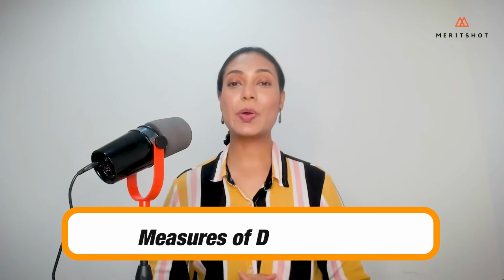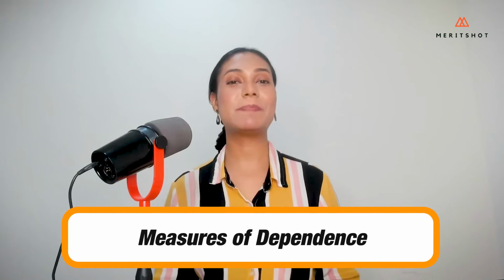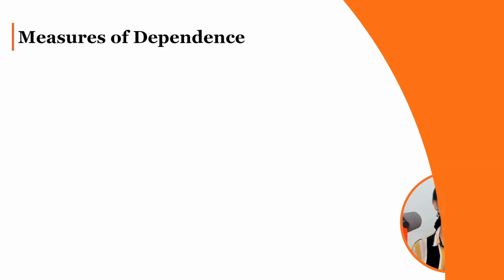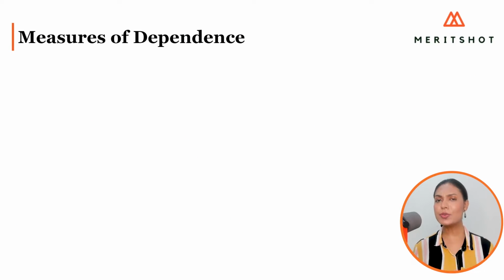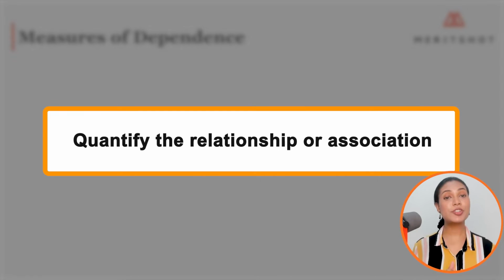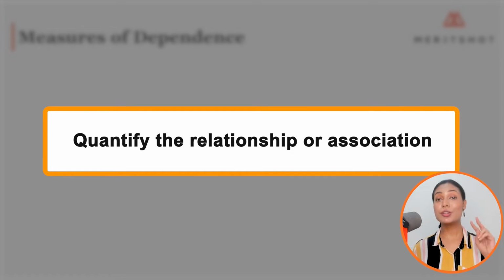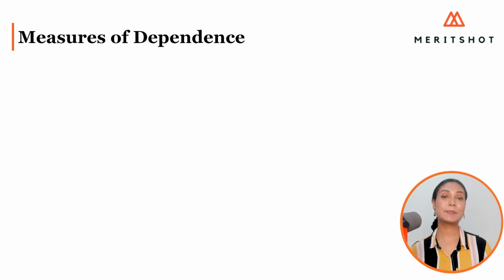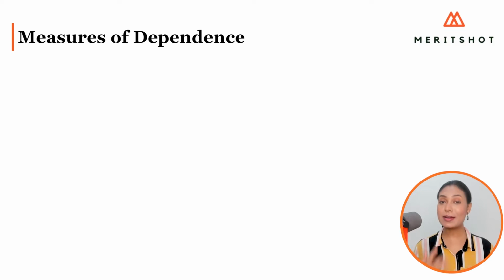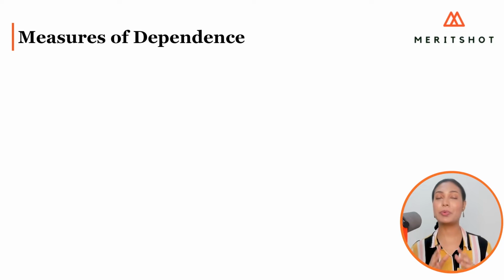In this lecture, we are going to learn about the measures of dependence. Measures of dependence in statistics are used to quantify the relationship or association between two or more variables. They provide insights into how changes in one variable are related to changes in another variable. These measures are helpful in various real-world scenarios for understanding and analyzing relationships between variables.